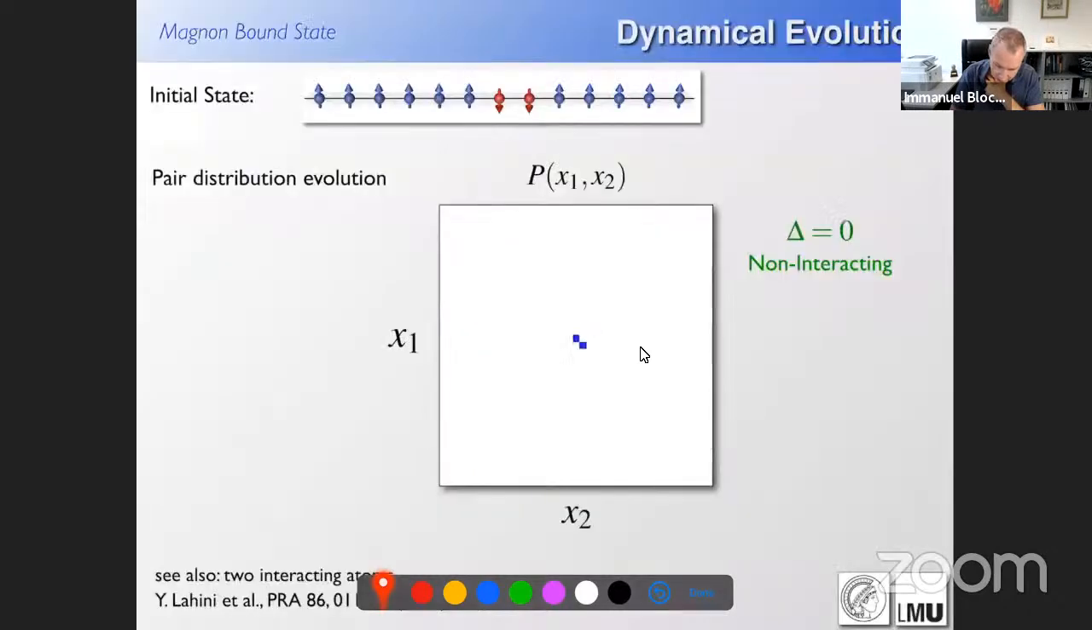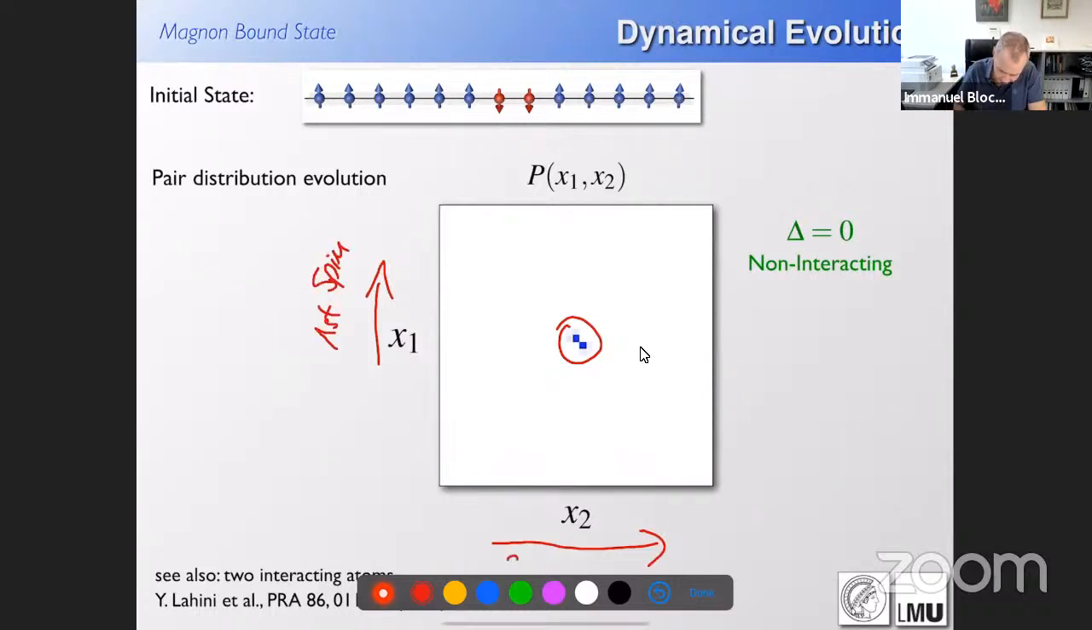There's actually even a nicer way of plotting that I want to show you. I hope this animation shows now. That is plotting the probability of finding the two spins at a certain evolution time at a certain position x1 and x2 on the lattice. So let's start with the two spins here initially right next to each other. So this is the initial state at time t equals 0. This is the position of the first spin on the lattice. This is the position of the second spin on the lattice. So this is the first spin, and this is the second spin.